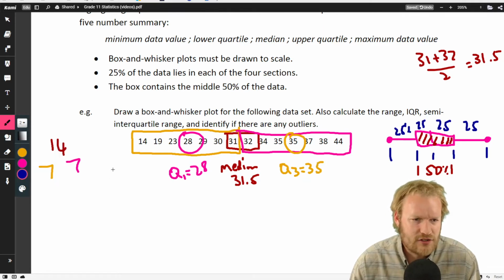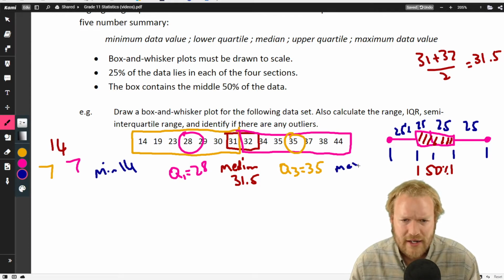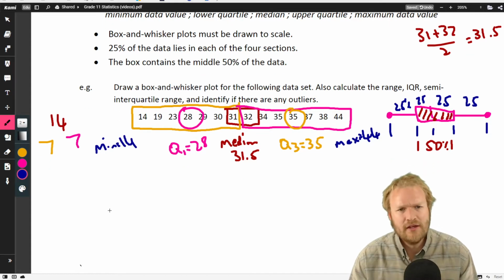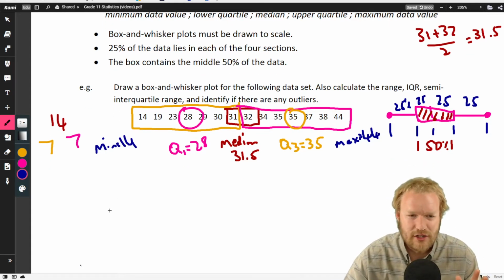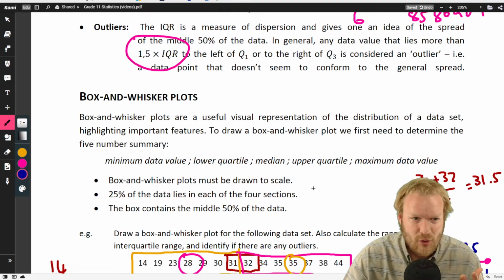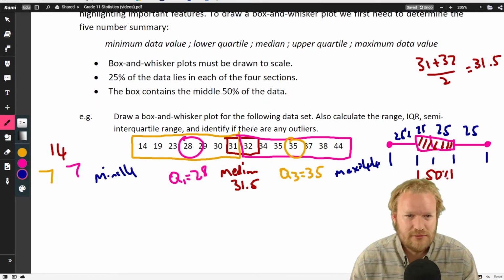And finally, let's just throw in our min. That's easy. And our max is 44. Now we just draw this in a box and whisker. The box and whisker does need to be to scale, because we're going to infer things from the visualization. So we do need to make sure that it's to scale. I think that's where it says, must be drawn to scale.